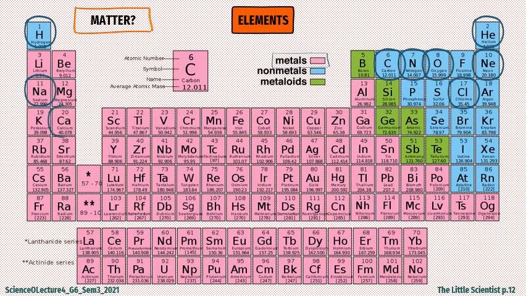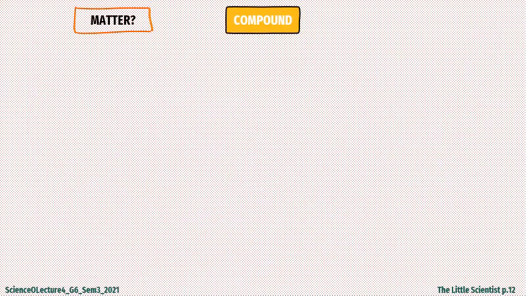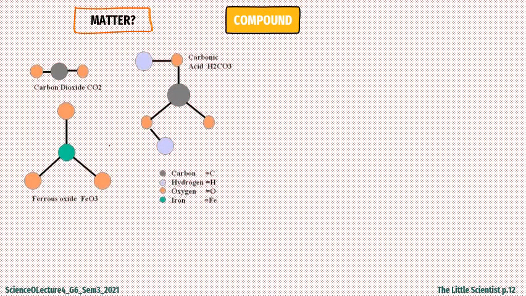Sodium, calcium, iron, copper, silver, gold, tin, and aluminum are metals. When elements combine with each other, they form compounds. Here are some examples of compounds that surround us.